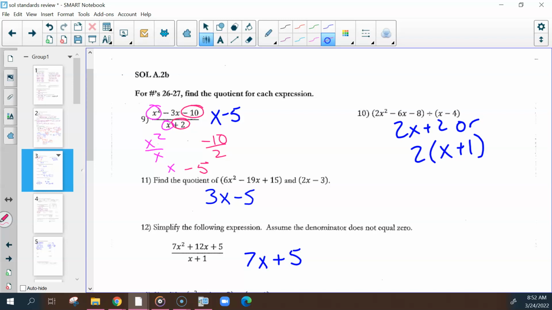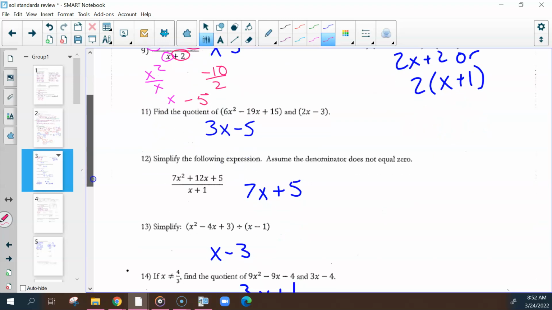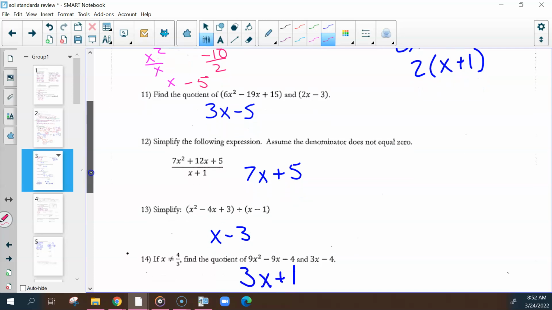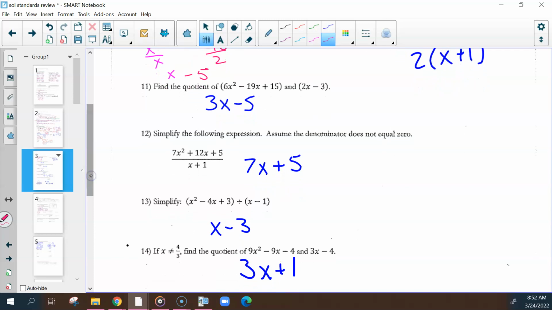So same thing here, 2x squared divided by x would be 2x. Negative 8 divided by negative 4 would be positive 2. Disregard this part for right now. Squared divided by 2x would be 3x. 15 divided by negative 3 would be negative 5. I'm gonna do this again.